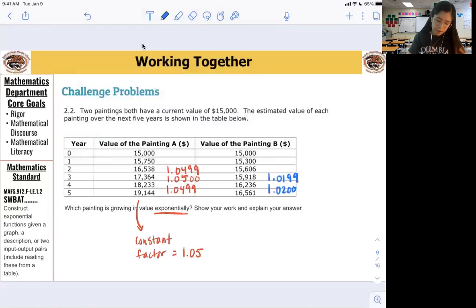15,918 divided by 15,606, 1.0199. 15,606 divided by 15,300, 1.02. What do you think? Constant factor, yes or no? No. No? Why not? Well, they're somewhat close, but do they all round to the same number? Yes. Yeah, that was a typo by accident. So yeah, we got a constant factor.